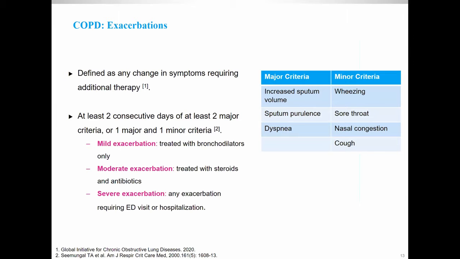How do we define a COPD exacerbation? All of us intuitively understand what a COPD exacerbation is, but according to the GOLD criteria, it requires, for 2 consecutive days, either 2 major criteria, increased sputum volume, purulence, and/or dyspnea, or 1 major and 1 minor criteria. The minor criteria include wheezing, sore throat, nasal congestion, cough. Then, depending on how you define the severity of the exacerbation, that determines the kind of treatment. If you have a mild exacerbation, these are patients you can treat as outpatients, where you may tweak the bronchodilators. For moderate exacerbation, you would introduce steroids and possibly an antibiotic. And for severe exacerbation, these are patients who are hospitalized. In addition to steroids and antibiotics, they may require non-invasive ventilation and perhaps more.